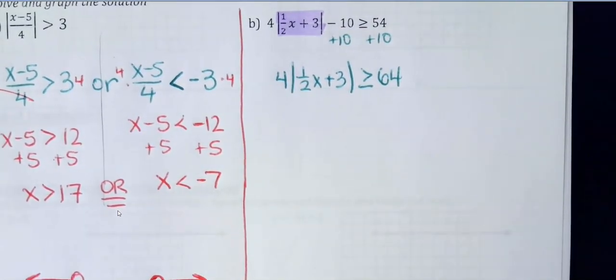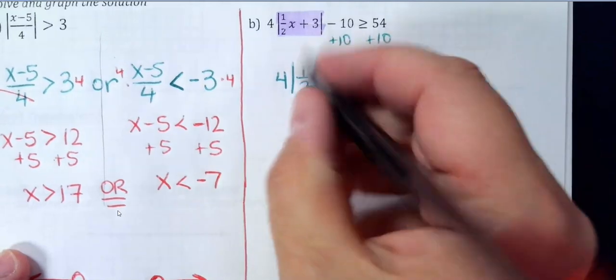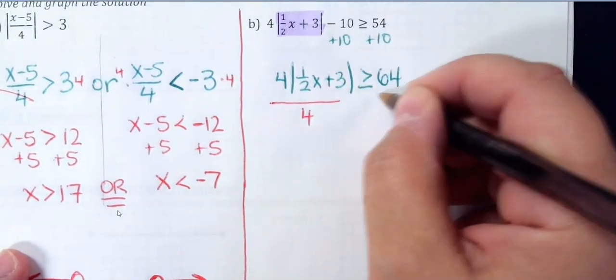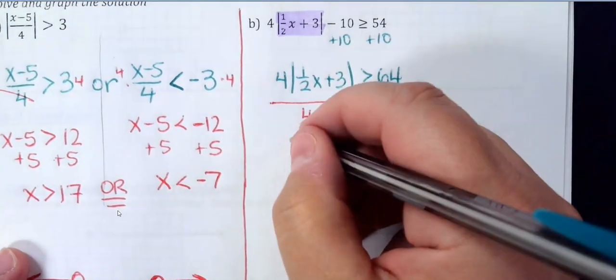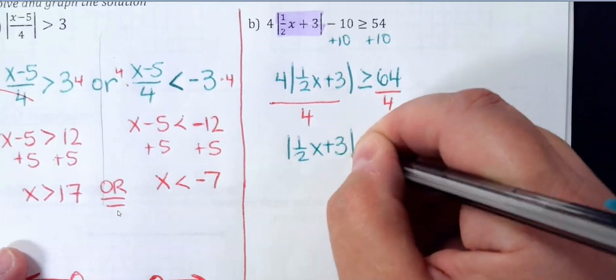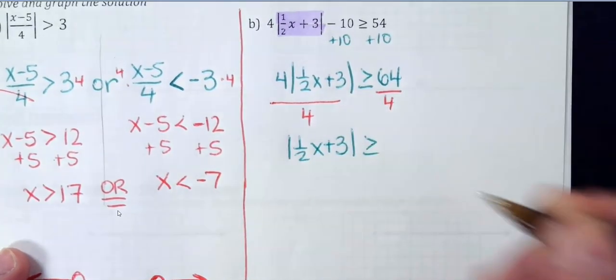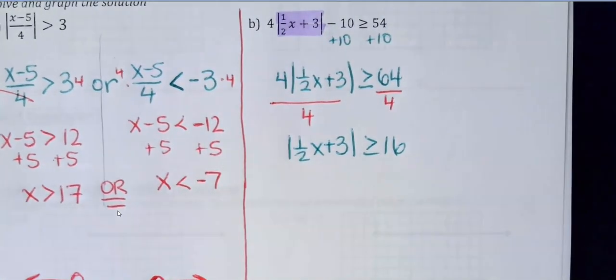Okay, another tiny review from the other day. Do not ever distribute anything into an absolute value. Don't distribute. You got to get rid of that 4. We're going to divide. Now, I'm just dividing by positive 4, so we're not flipping any signs or anything like that. I'm going to get 1/2 x plus 3. And then this is a nice number. If you take 64 divided by 4, you're going to get 16.